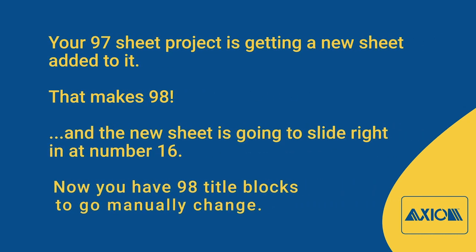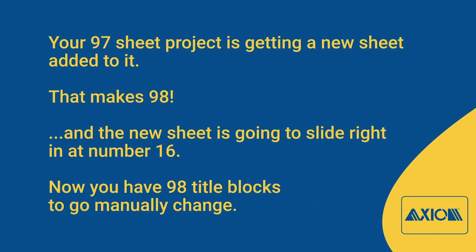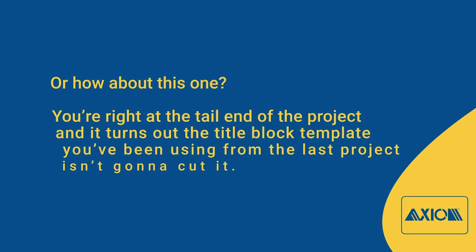Your 97 sheet project is getting a new sheet added to it. That makes 98, and the new sheet is going to slide right in at number 16. Now you have 98 title blocks to go and manually change. Or how about this one?